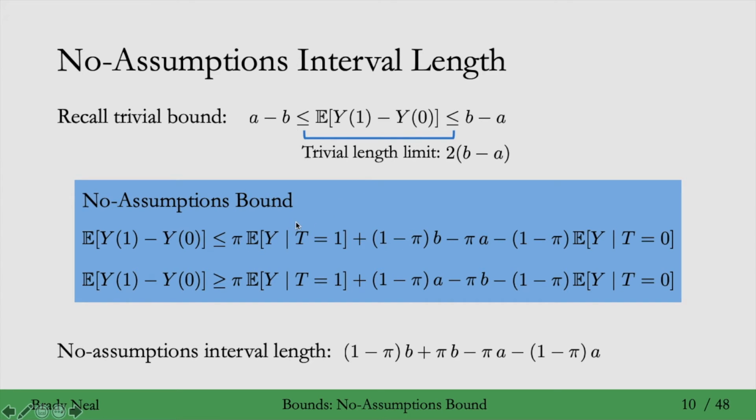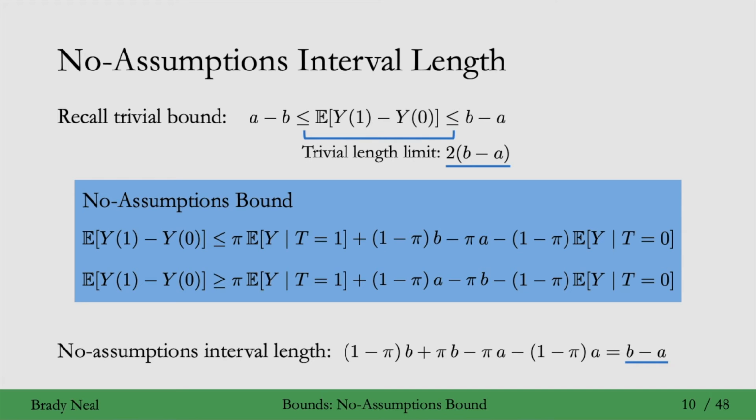So this term cancels with this term because they're the same. Same with this term cancels with this term because they're the same. Then this one shows up here. Then this negative, because we're subtracting it, turns into a positive. Similarly, this term shows up here. This term, we're subtracting it, so it turns into a negative. And this interval length is just b minus a, which is half of the trivial length limit of 2 times b minus a. So without making any additional assumptions, we're able to cut in half the trivial ATE interval length that we saw earlier in the lecture.